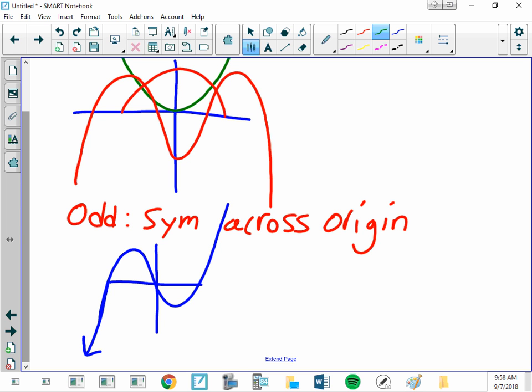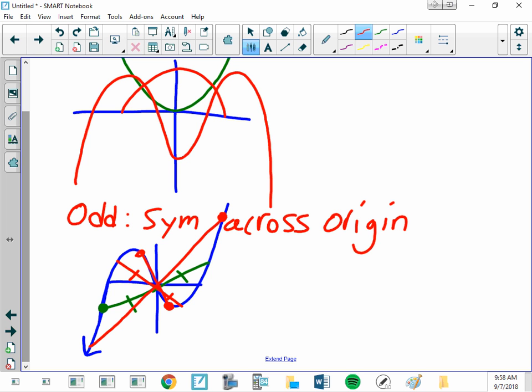So you pick any point on the graph right here, and you draw a line to the origin. And then you continue that line so that it's the same length as the original line. So this and this are the same size. And then you can do that with every single point. See that? This point goes right there. This point goes right there. And that is symmetric across the origin.